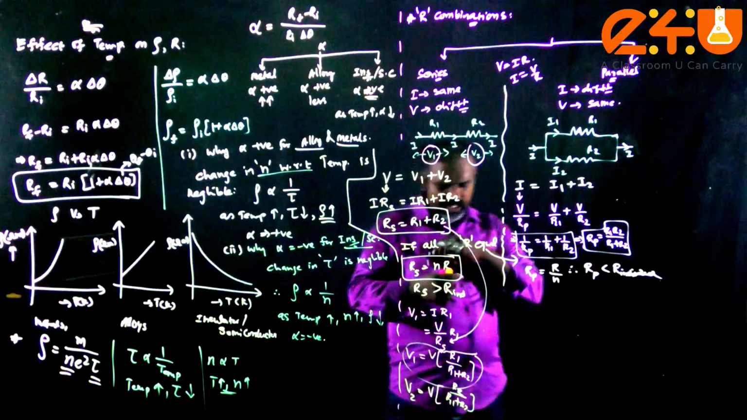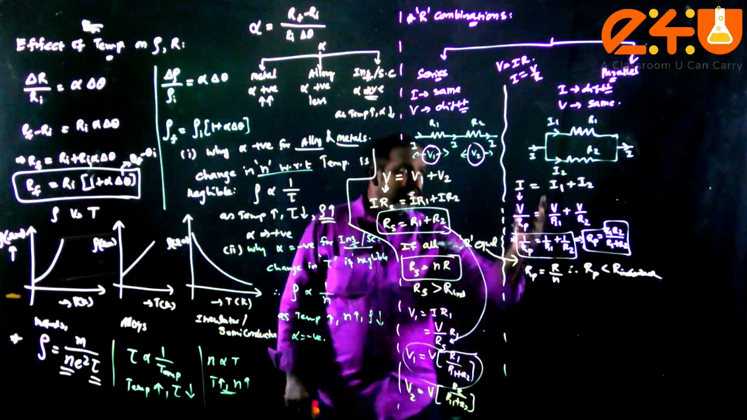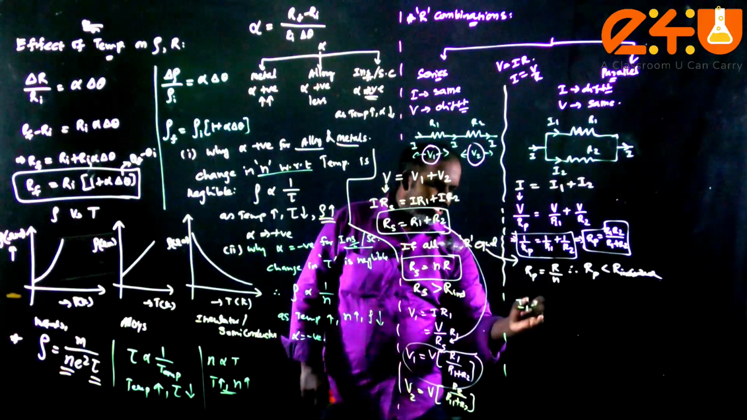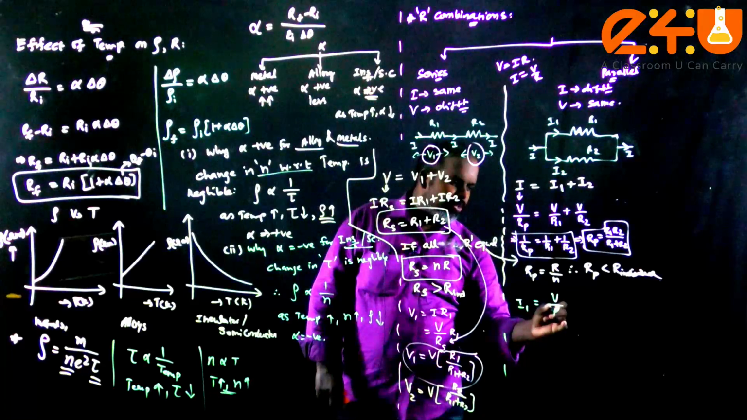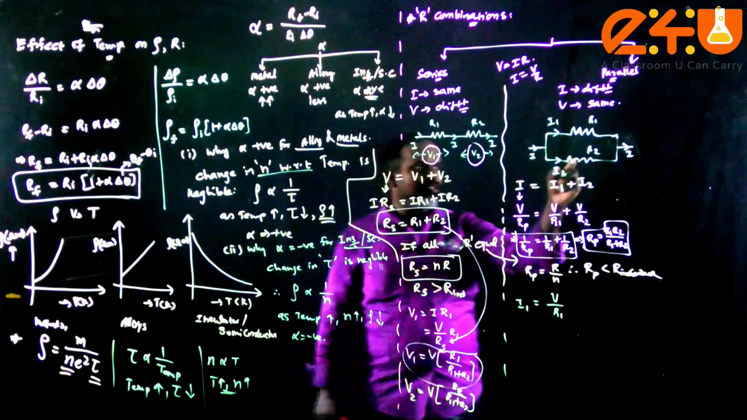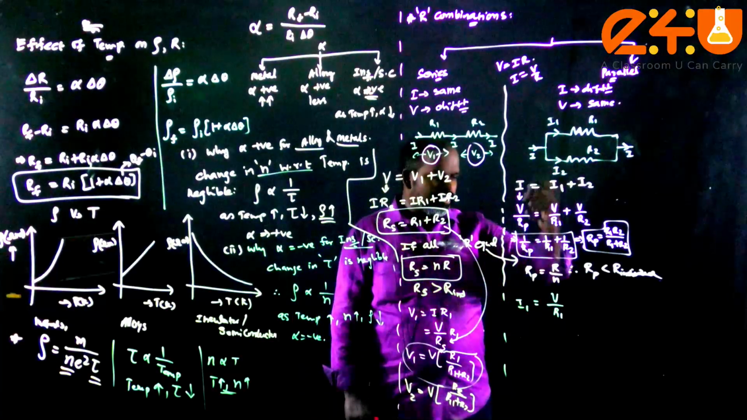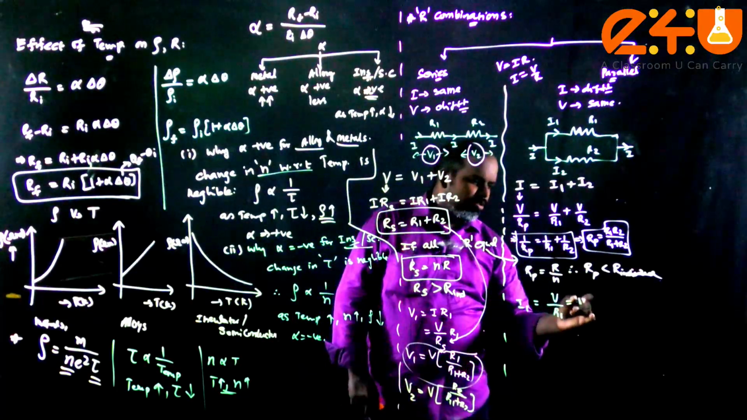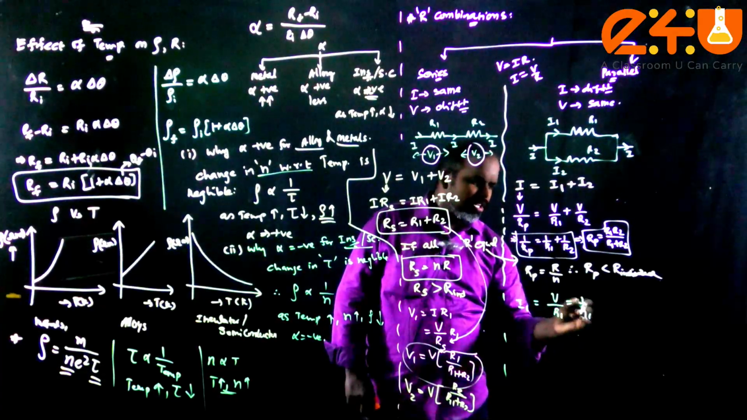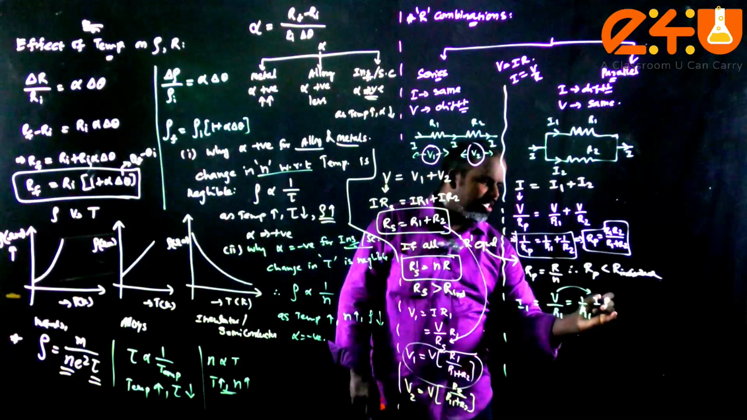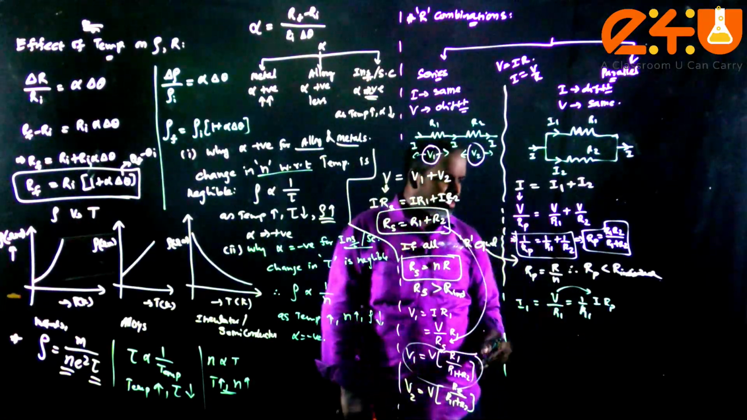In the same manner we can discuss the parallel case. Here we have to find the individual current values. Current I1 is equal to V total divided by R1, because V is the same here. The voltage remains the same across this parallel resistance network. So 1 by R1, and this V is nothing but I into R net, because total voltage is equal to total current into total resistance.